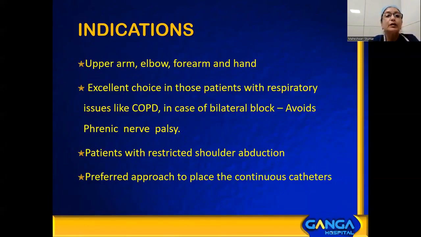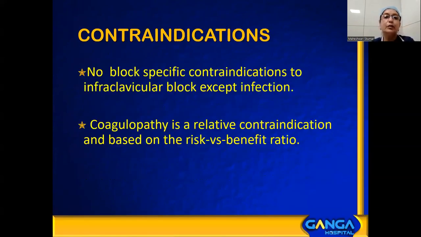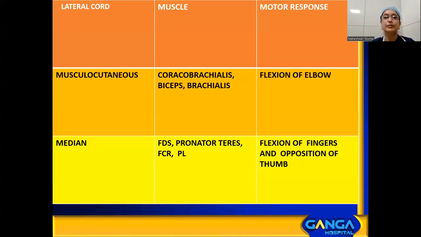This infraclavicular block is used for all surgeries of the upper arm, elbow, forearm, and hand, and it is an excellent choice for patients with respiratory diseases like COPD. In case we want to give bilateral blocks, this is the best approach. It is also suitable for patients who have restricted shoulder abduction, and it is a preferred approach to place continuous catheters. There are no block-specific contraindications to infraclavicular block except infection, and coagulopathy is a relative contraindication based on the risk-benefit ratio.